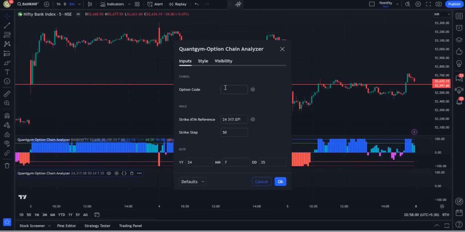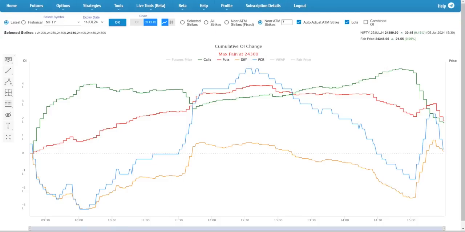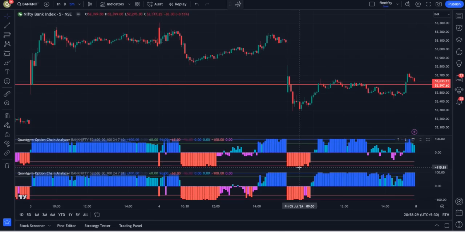And if you are doing it on monthly, again, Bank Nifty. This one is 100. This is your expiry date on 31st July, right? So this is your monthly Bank Nifty option chain analysis. So rather than looking at the whole chain, this whole data, on your chart you can easily understand whether the particular index is bullish or bearish.